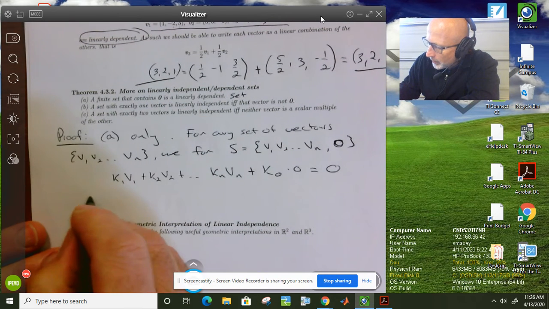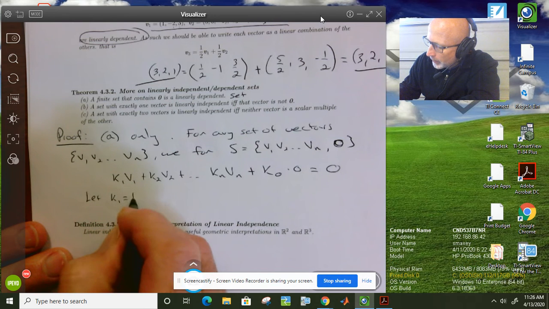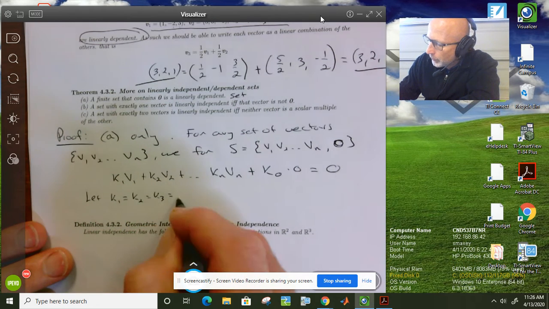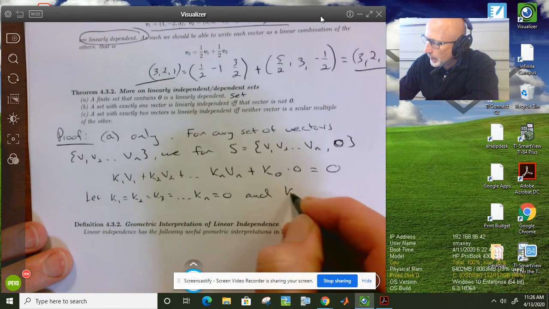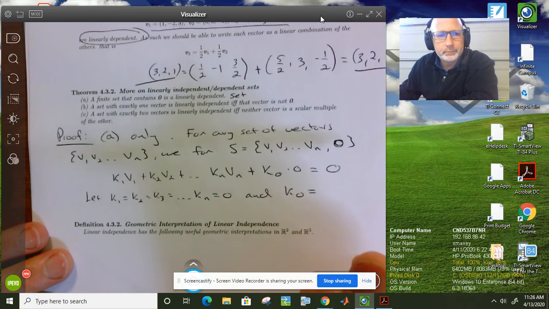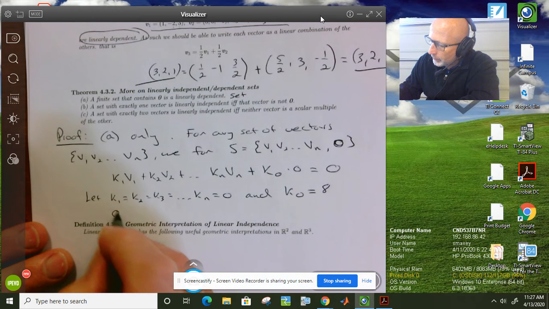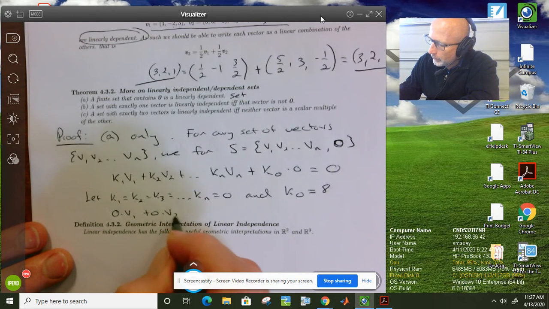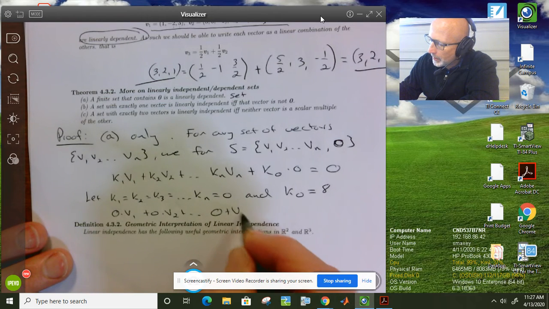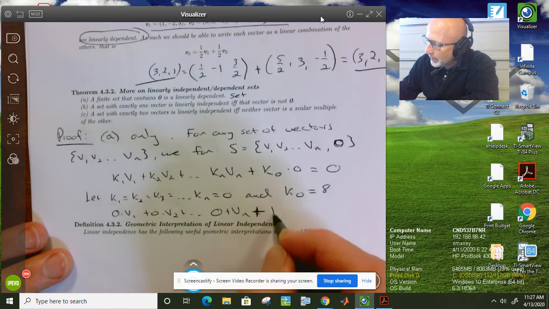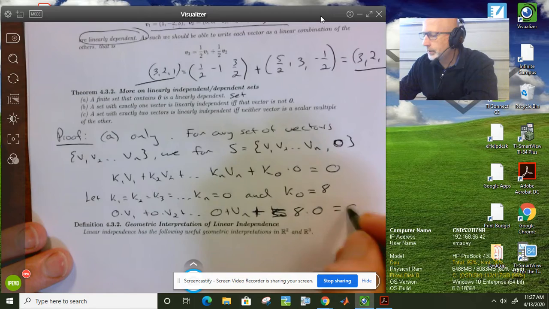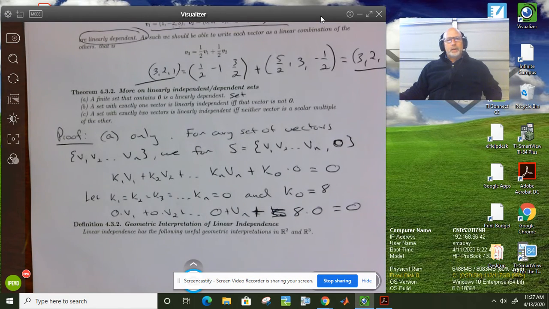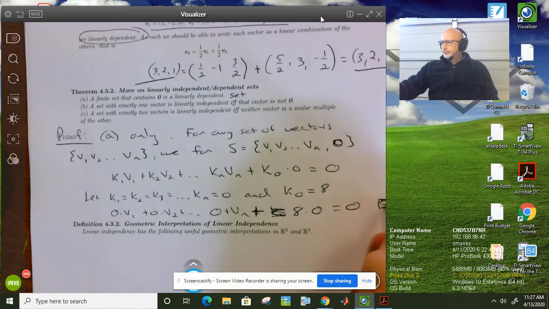That's pretty easy. We're going to let k1 equal k2 equal k3, all the way up to kn, be equal to 0 uniformly, and k0 be equal to, pick a scalar, 8. It doesn't matter. Now when I plug it in, I have 0 times v1, 0 times v2, plus all the way up to 0 times vn, plus k0, which is 8, times the 0 vector, which is 0, and you can see that that's equal to 0. So we have just proven A.